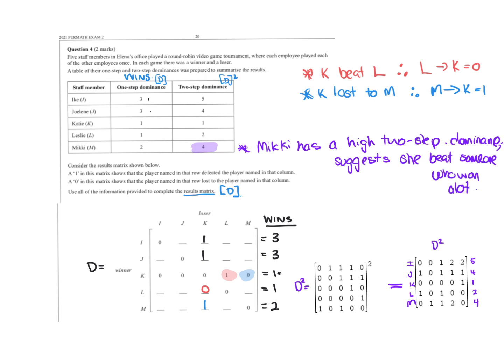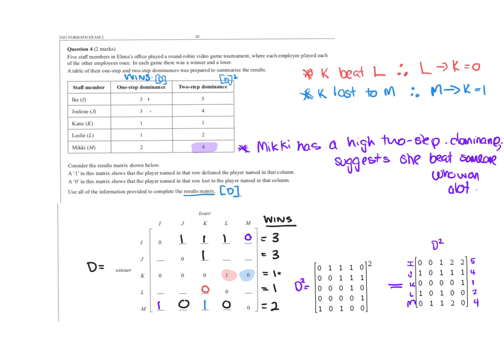So what I did is I had a go, and I'm going to say she's going to beat Ike, who had 3 wins. So I put a 0 on Ike, and I put a win on Mickey for Ike. Because she had to beat either Ike or Jolene, because she had that big, large two-step dominance. When I do that, she then ends up with the 2 wins, so I'm done with her. And because Ike has 2 losses, I can now fill him in. He would win the rest.